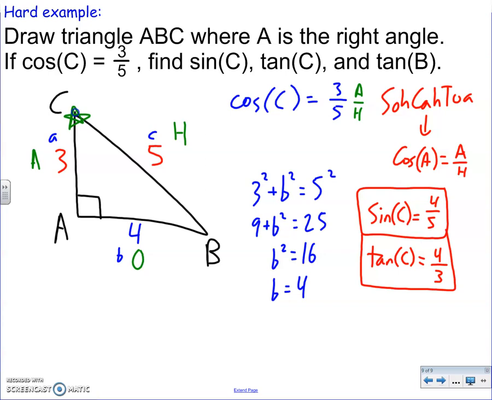Last is find tangent of B. Now be careful, it's a little tricky because what changed? Our reference angle changed. We're no longer at angle C, we're now at angle B. When you change your angle, H, A, O changes. Well, H is the same, but A and O switch. So here's A down here, here's O now. So 3 is now the O, and 4 is now the A, the adjacent side. So tangent of B, TOA is O over A. It's going to be 3 over 4.